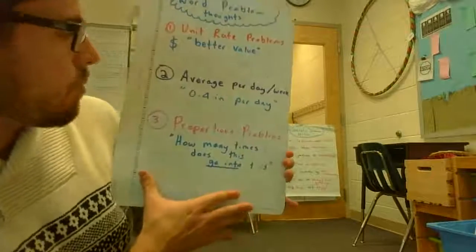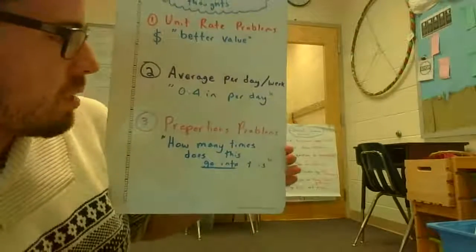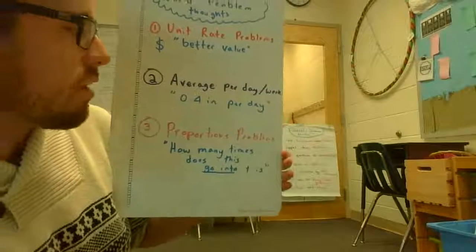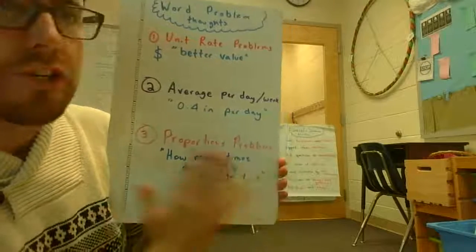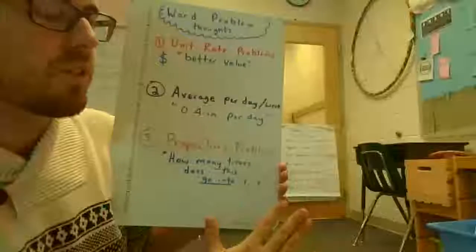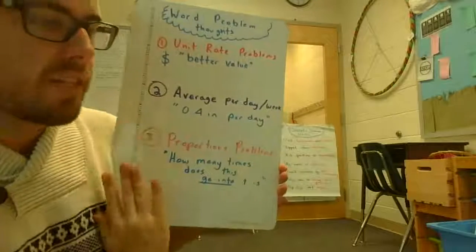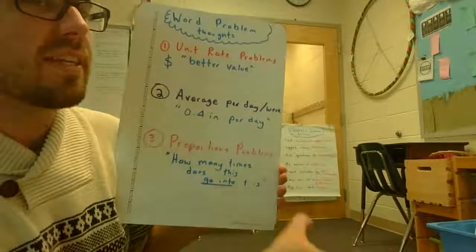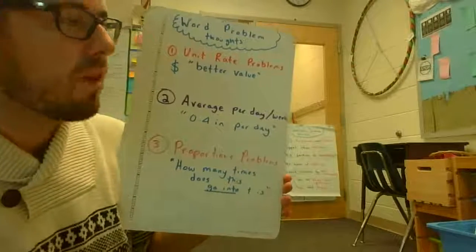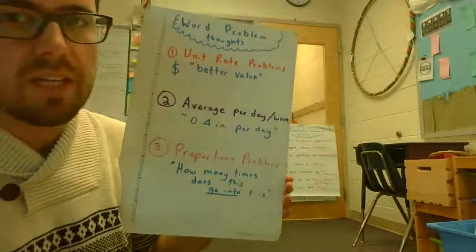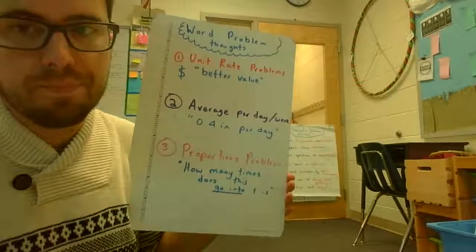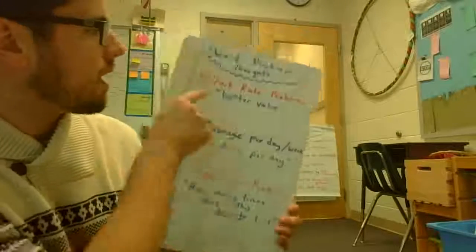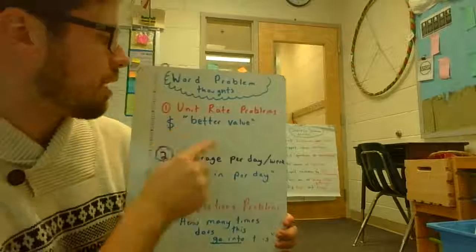And the last type of problems are called proportions problems. So these are asking you to find out a relationship between two different values. In other words, how many times does this value go into this value? How many of these fit inside of here? So we're going to take a look at all of these individually. So the first type, let's zoom into the unit rate problems.